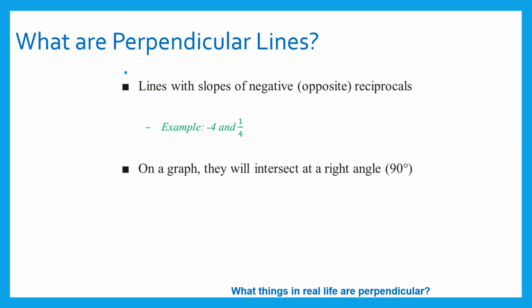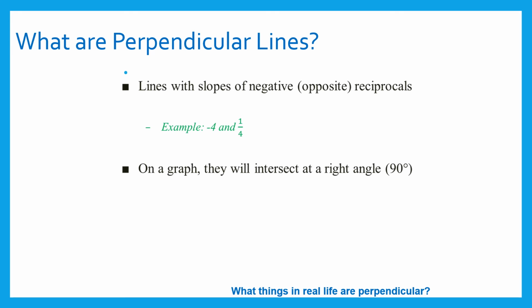So just some things to jot down about perpendicular lines. It's very important that we understand that instead of having the same slope now, they have opposite reciprocal slopes. So for example, if the slope of one is -4, the other is going to be positive 1/4. So one will be negative, one will be positive, and then they have reciprocal slopes. And then on the graph, they will intersect this time, and they will intersect at a 90-degree angle, that right angle. That's what perpendicular is.